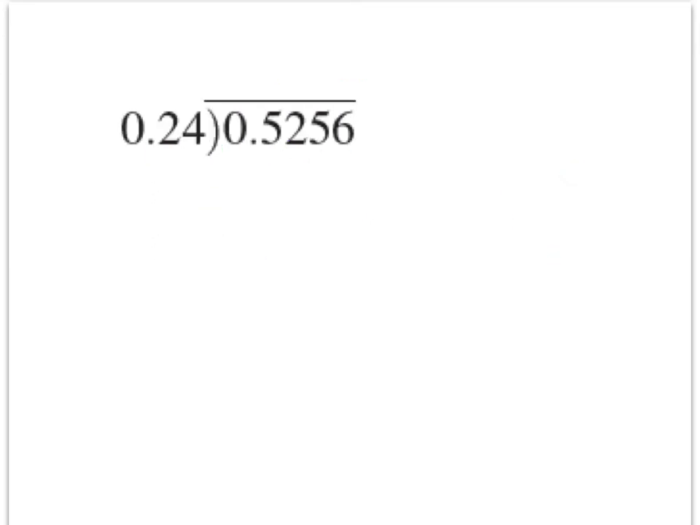Let's do one last problem where we use the same strategy of moving the decimal from the outside over 2. I move it over 2 on the inside. Whatever I do outside, I do on the inside. Now I think, how many times does 24 go into 52? And I know it's going to go in 2 times. 2 times 4 is going to be 8. 2 times 2 is 4. I'm going to go ahead and subtract, and I get 4.